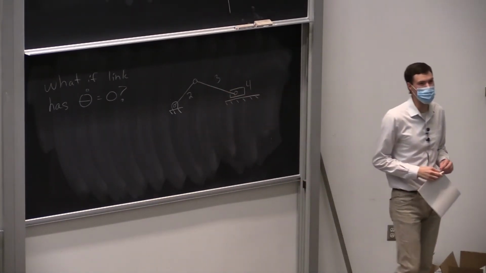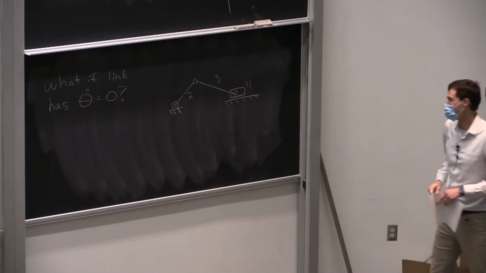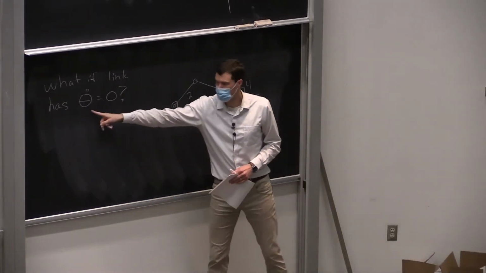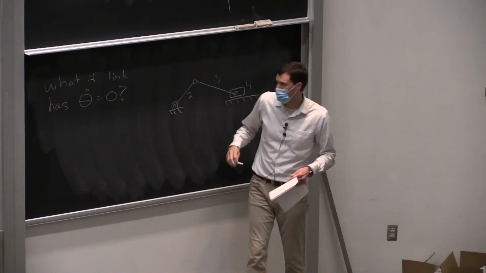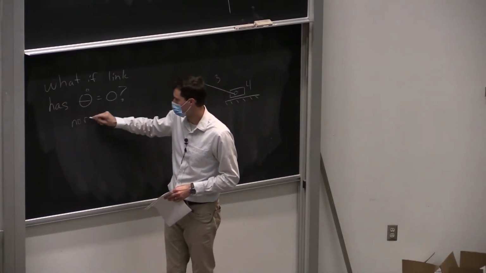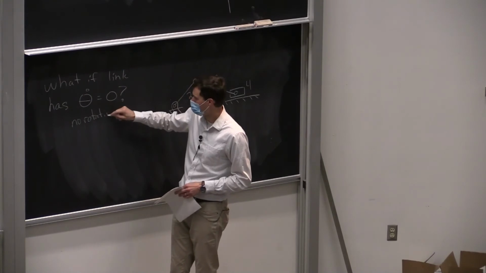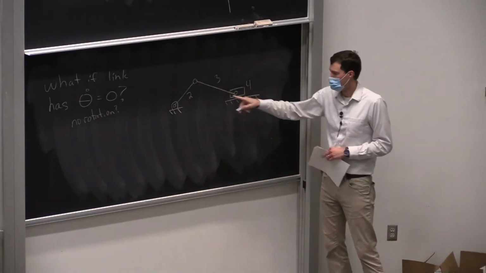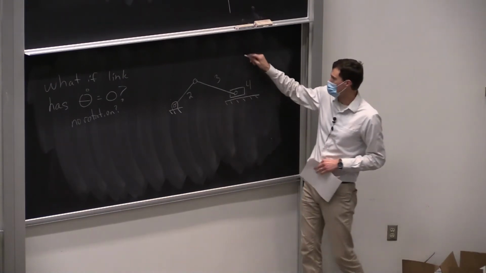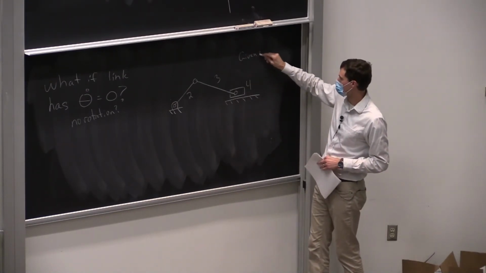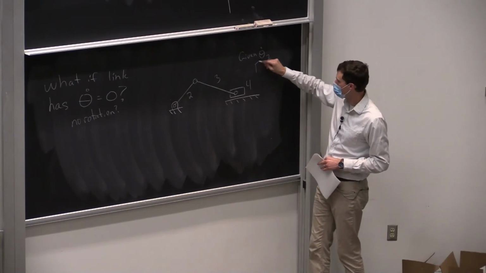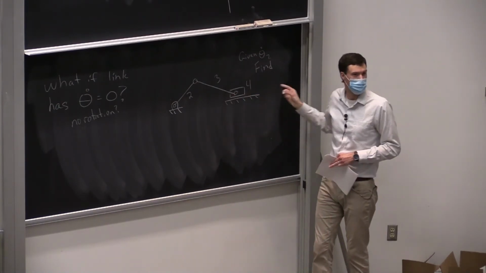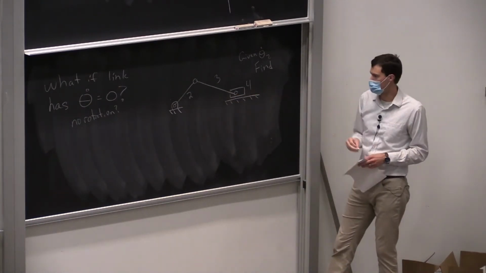Okay, so what if we have a slider? A link, like link 4, which is not rotating. So theta dot equals 0, meaning there's no rotation of that link. How do we find out how to transfer to that link? For this problem, maybe your input would be theta 2 dot, and you're trying to find the output, which is the velocity of link 4. That's how we would often think about this slider crank.